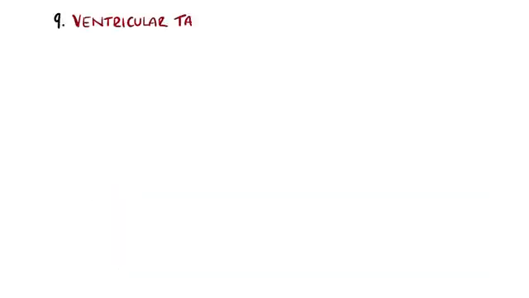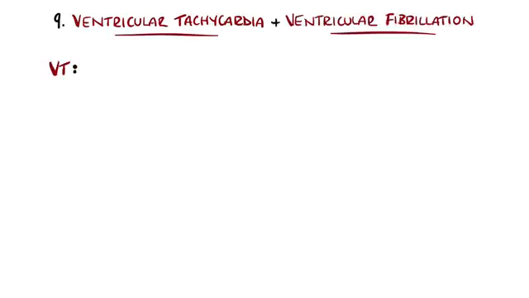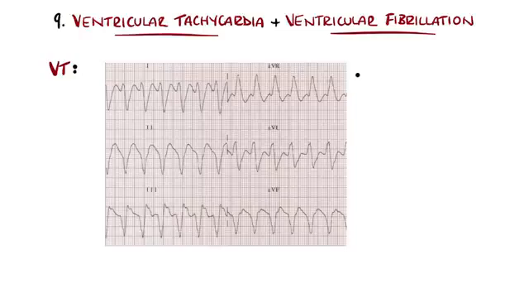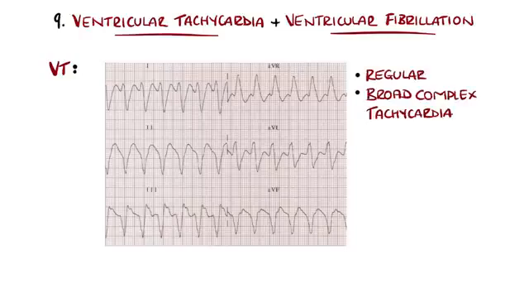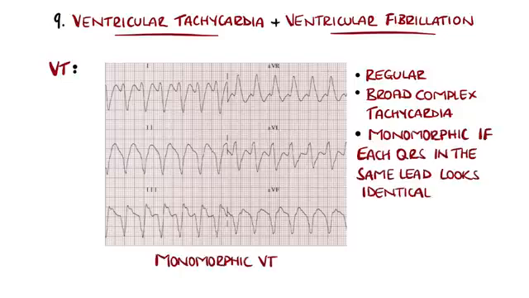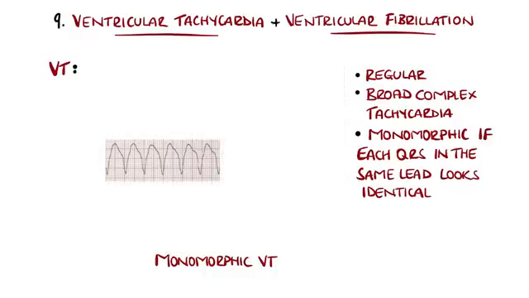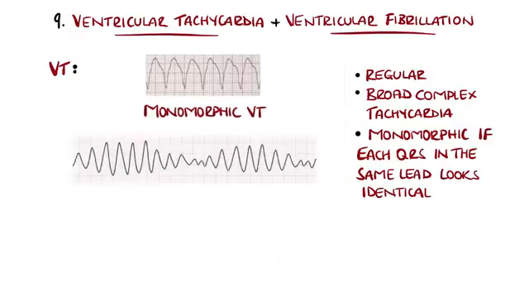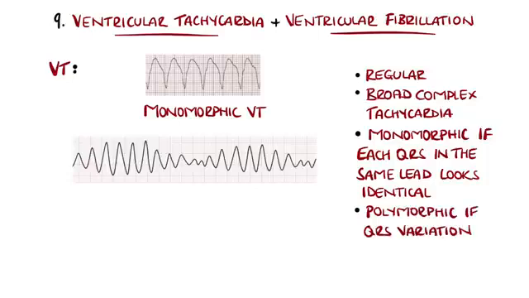Next, we have ventricular tachycardia and ventricular fibrillation, which are two crucial ECGs to recognize. Ventricular tachycardia is defined as a broad complex regular tachycardia, the main type being monomorphic ventricular tachycardia, where there is a single source for the beats, and so the QRS complexes in one lead all look the same. Polymorphic VT is the term used when there is more than one source of the ventricular beats, and so gives varying morphologies of the QRS complexes.